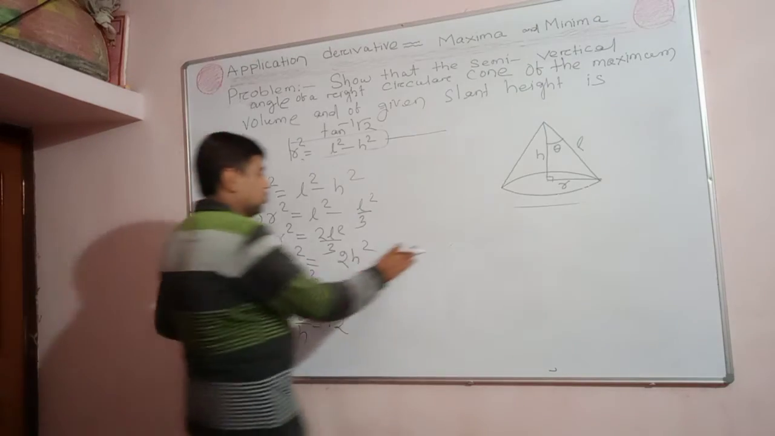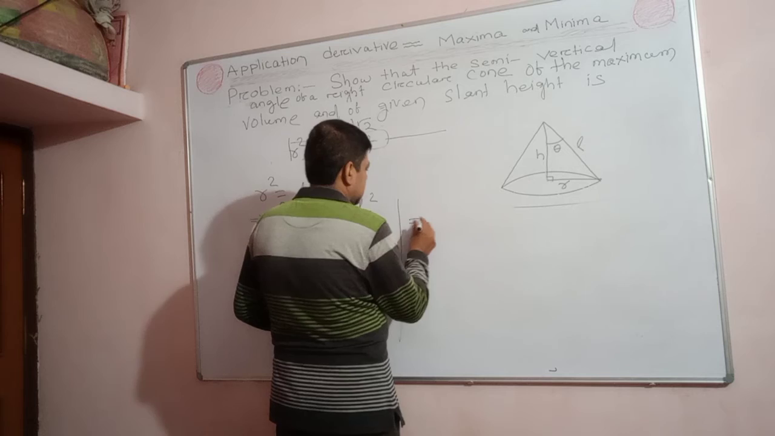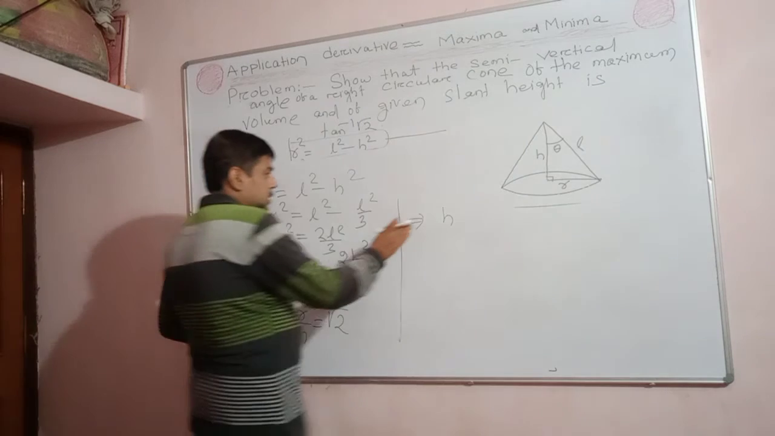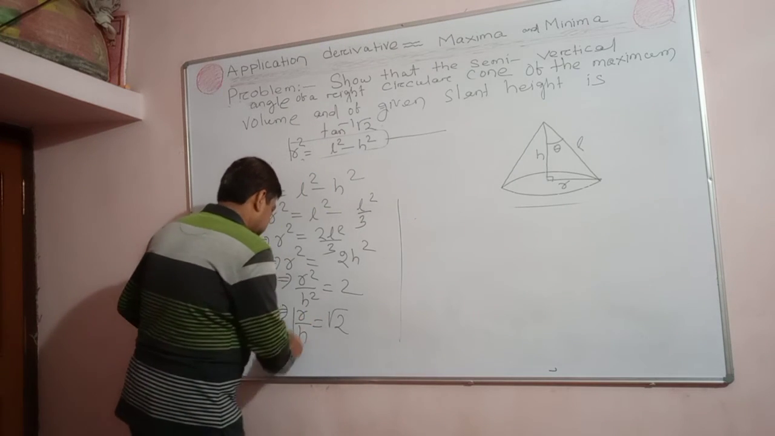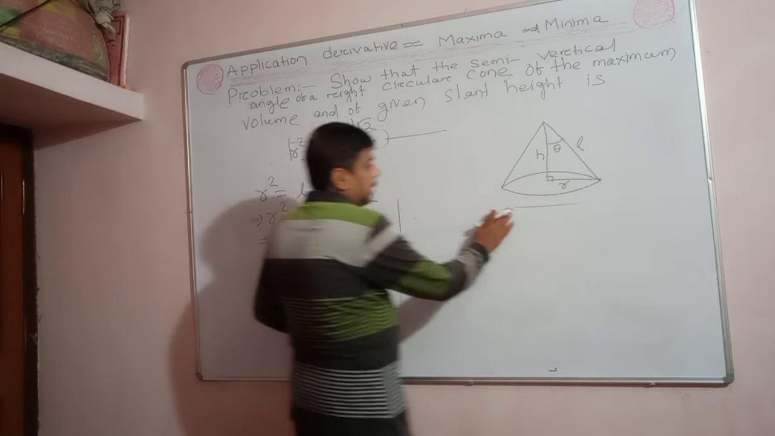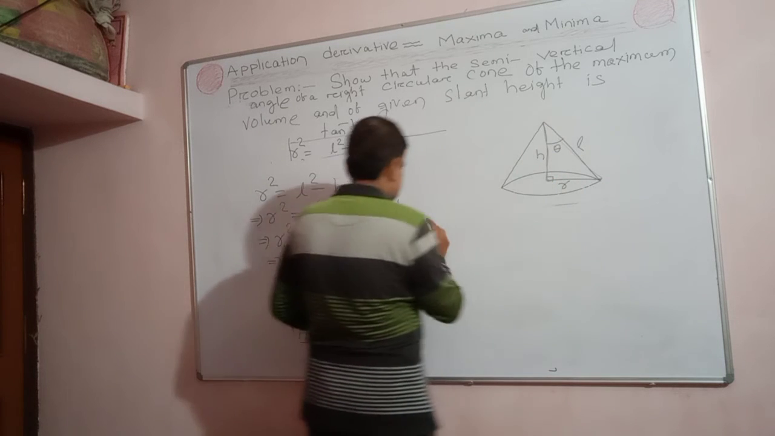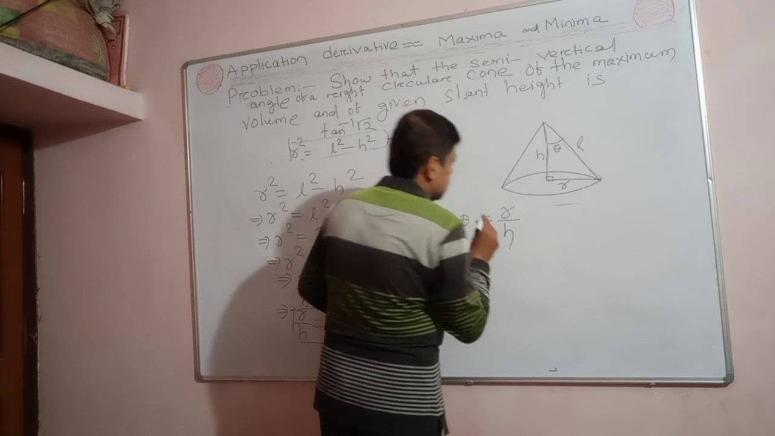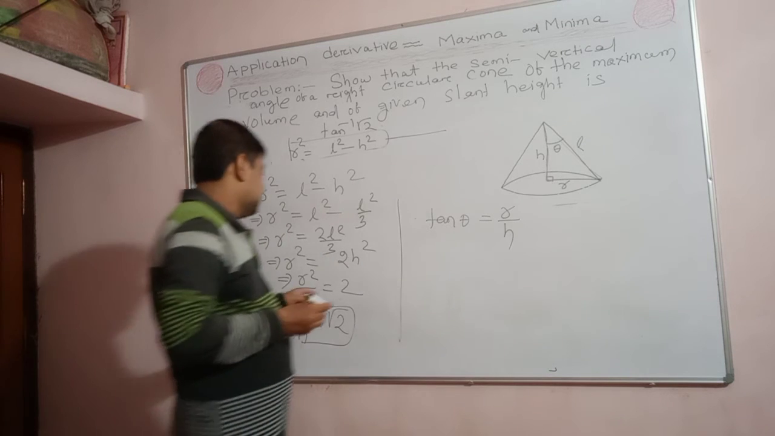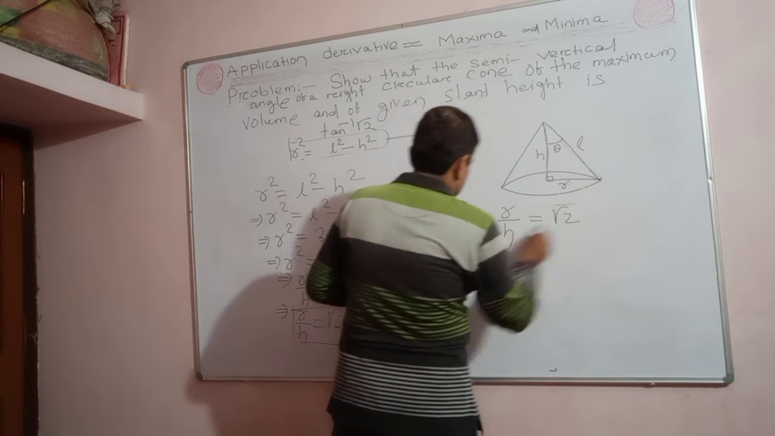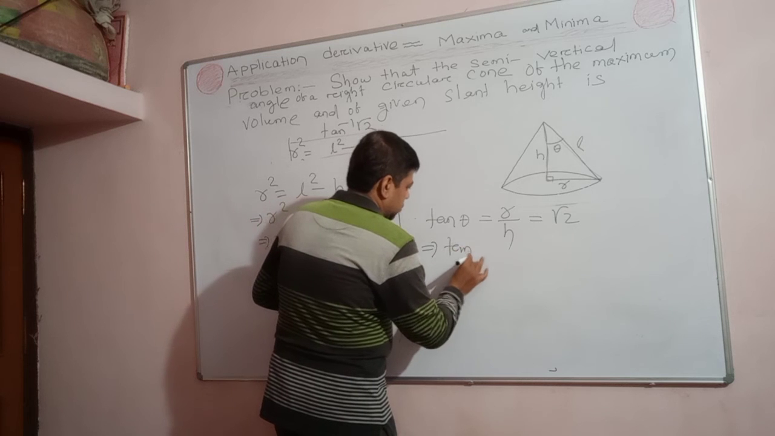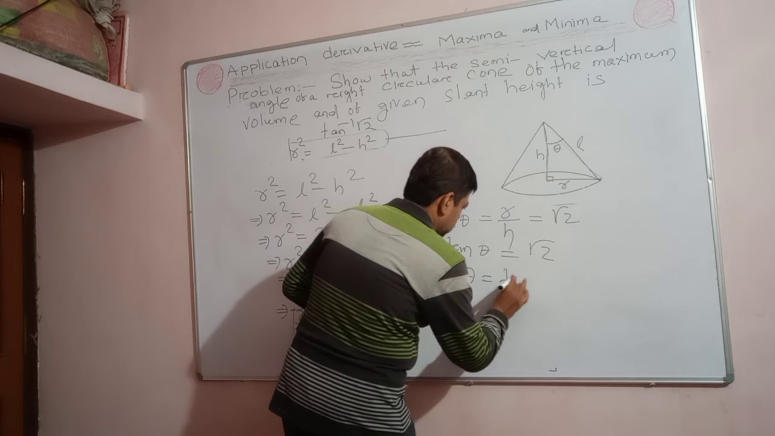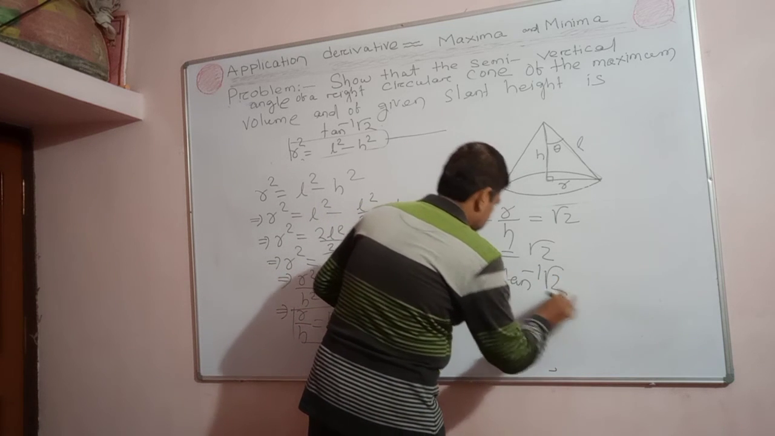Now in the right angle triangle, what is tan theta? Tan theta is equal to R by H, and this R by H is equal to root 2. So tan theta is equal to root 2 and theta is equal to tan inverse of root 2.